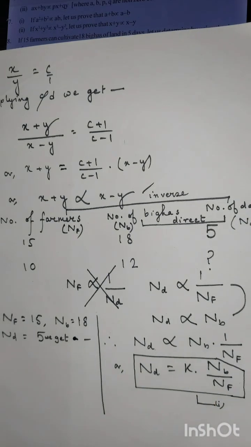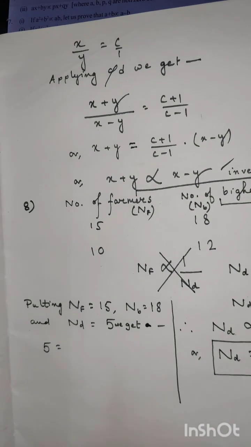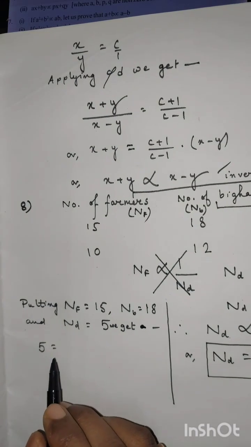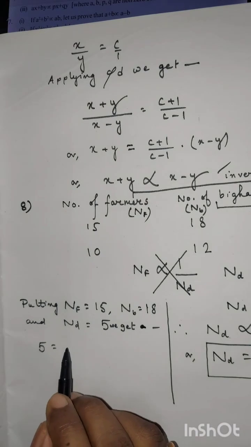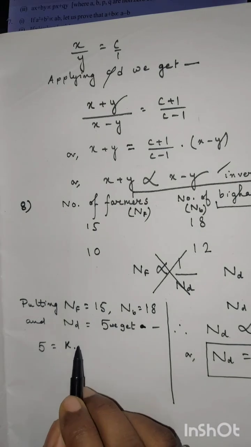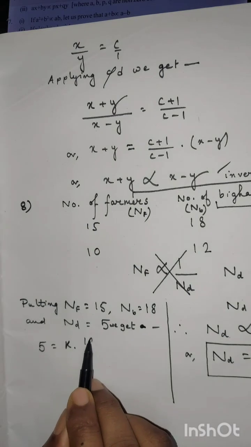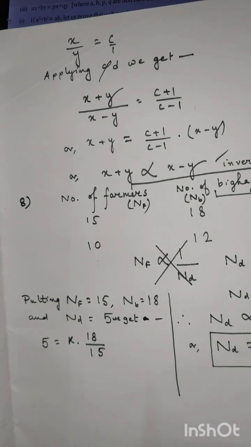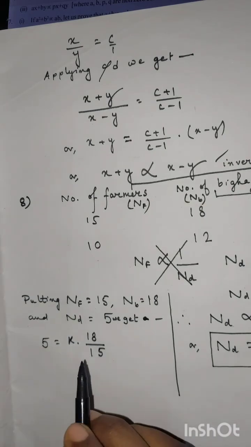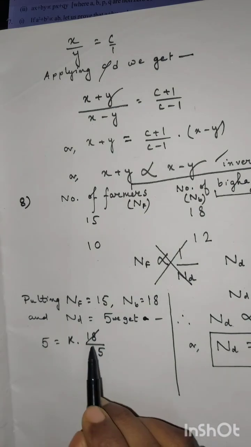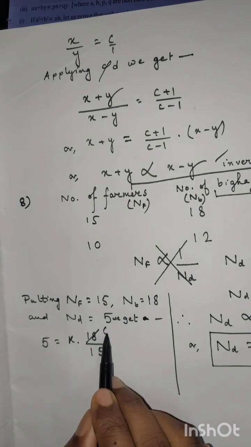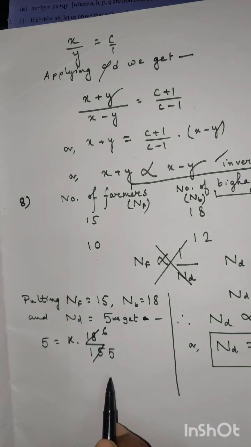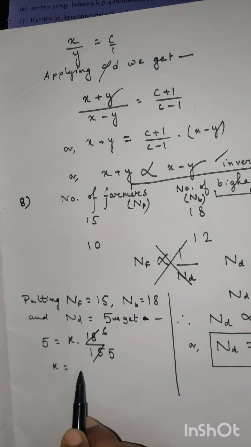ND equal to 5, K into NB, NB is 18 by NF, that is 15. Now let us cancel it by 3, and we are getting K equal to 25 by 6.